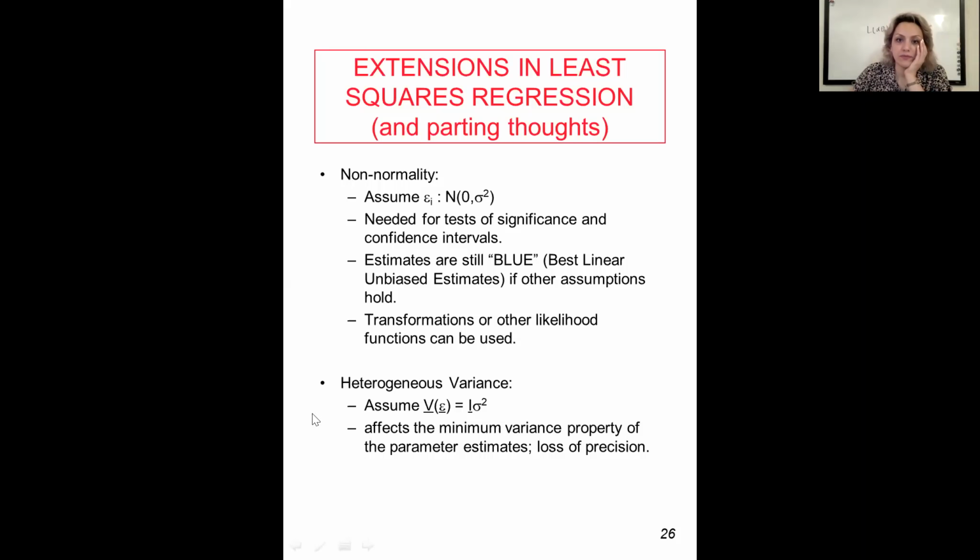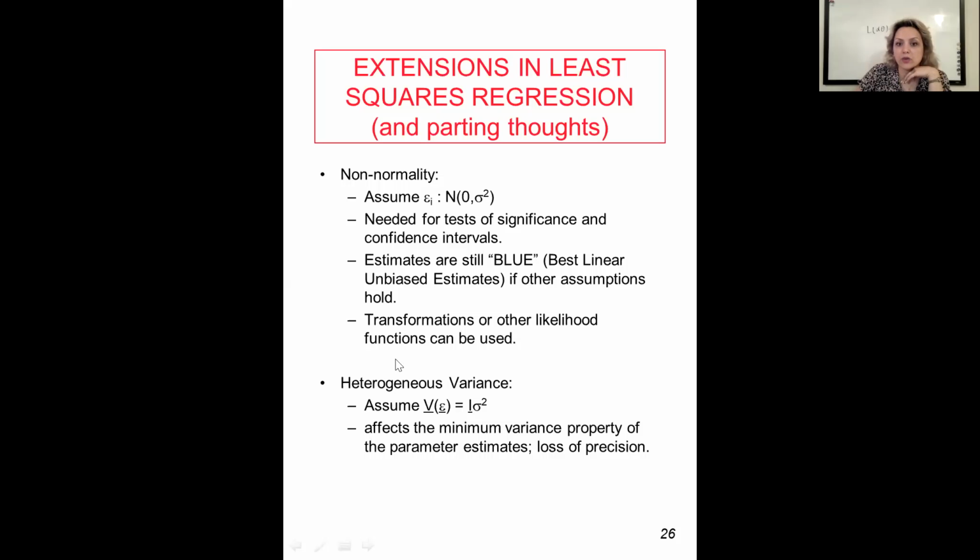So, the non-normality. We would assume our epsilon has a normal distribution with the expected value of 0 and the variance of sigma squared, needed for tests of significance. The test of significance is the same as the one we had before, and the confidence interval estimates are still BLUE. We would say best linear unbiased estimator if other assumptions hold.